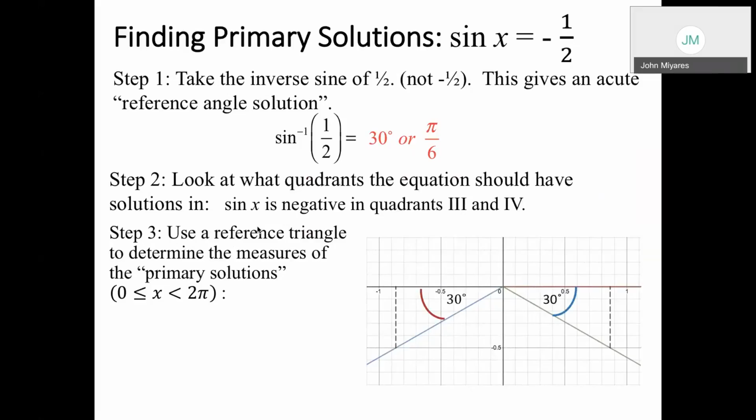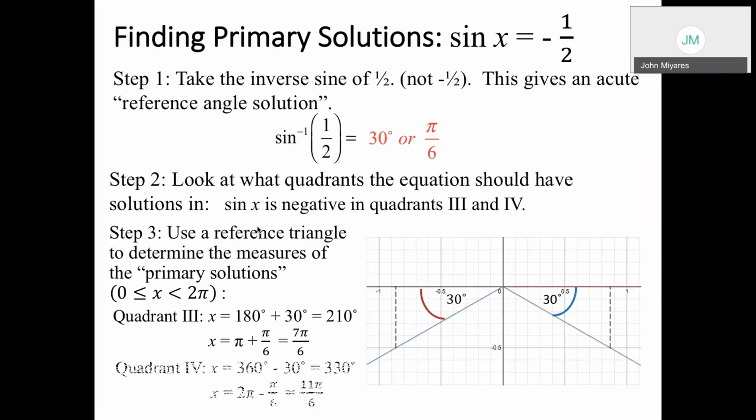So now we have to ask ourselves, what does it mean to be a 30-degree reference angle in quadrant 3 or a 30-degree reference angle in quadrant 4? In quadrant 3, we'll add 30 degrees to 180 degrees to get 210 degrees. Or equivalently, we could add pi over 6 radians to pi radians to get 7 pi over 6 radians as our first primary solution. In quadrant 4, we'll subtract 30 degrees from 360 to get 330 degrees, or in radians, we would subtract pi over 6 from 2 pi to get 11 pi over 6 radians.